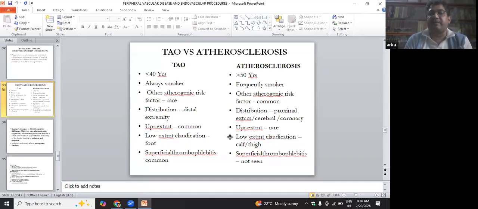Pain is at the level of the foot. In case of atherosclerosis, pain is mainly in the calf and thigh. And superficial thrombophlebitis is common in case of TAO. It is not seen in atherosclerosis. So these are the differentiating features between atherosclerotic disease and thromboangiitis obliterans. What is mainly important is that the pain is in the foot, whereas it is in the calf and thigh in atherosclerosis, and superficial thrombosis is not seen in atherosclerotic disease.